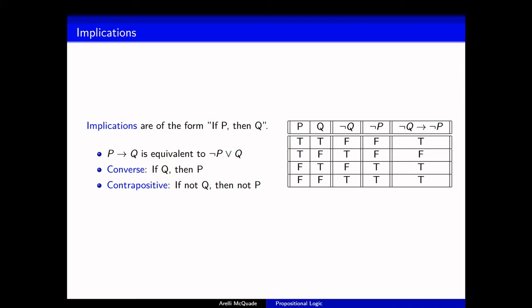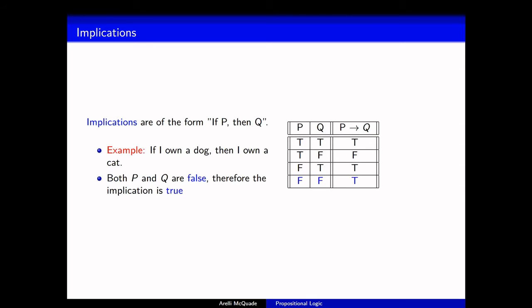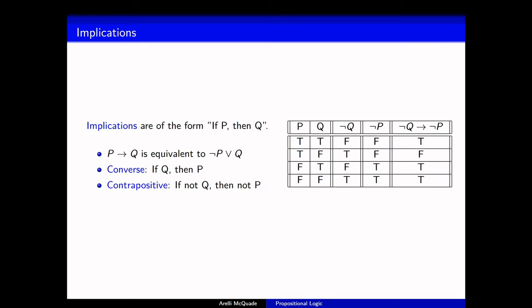As we can see, the only time that it is false is when not Q is true, and when not P is false, which is the exact same thing that was going on in this truth table. As we can see, when P was true and Q was false, it was false. So they are logically equivalent. Nothing has changed.